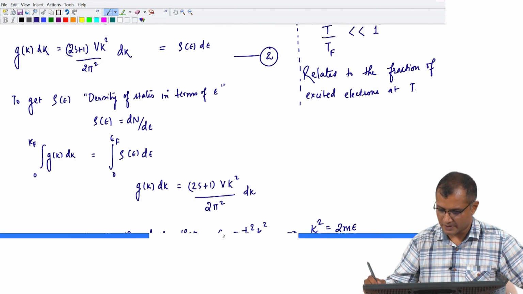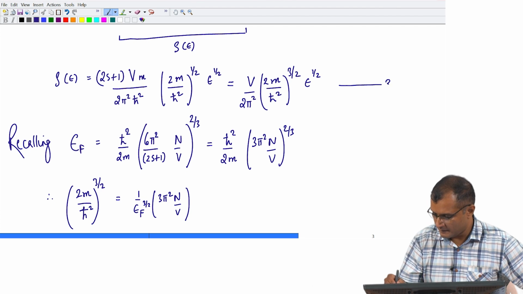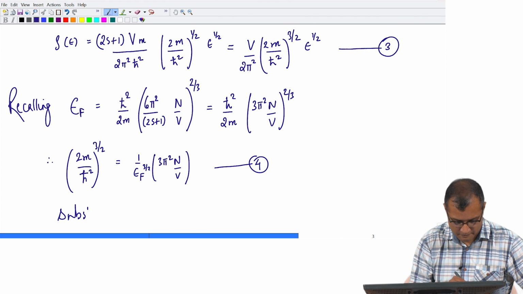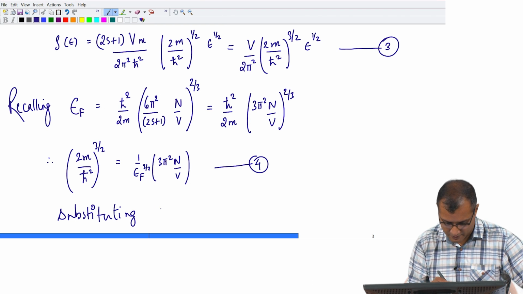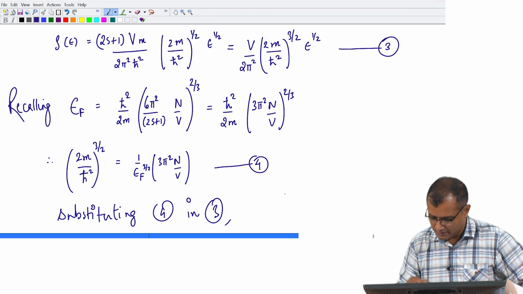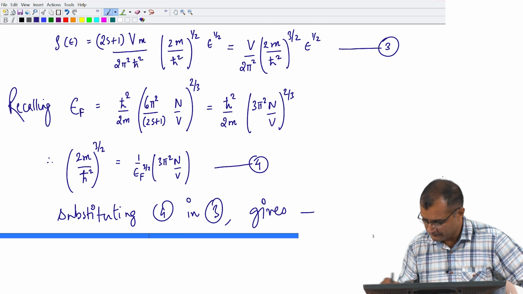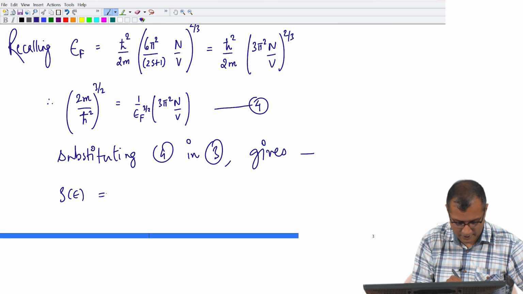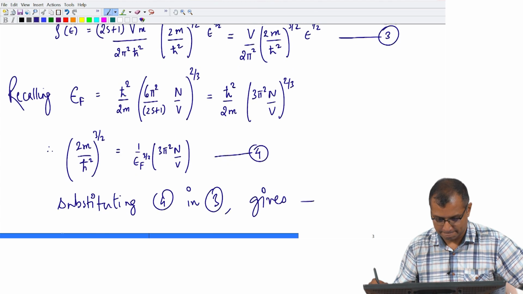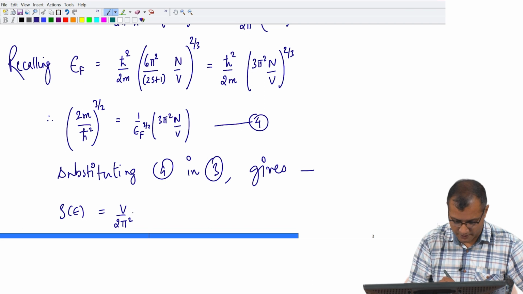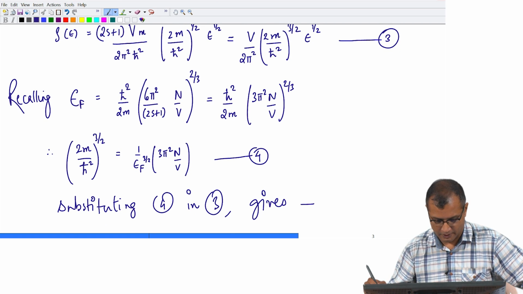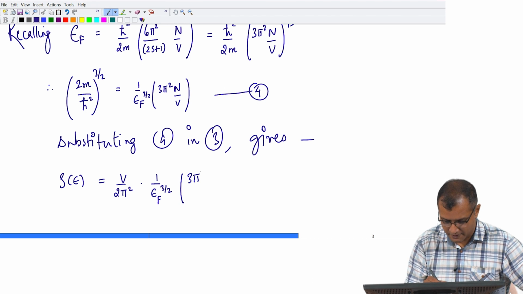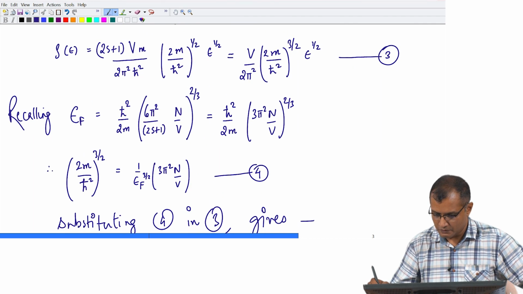So, let us call the density of states expression as equation 3, and let us call this as equation 4, and substituting 4 in 3 gives us, I can write down my density of states as V upon 2 pi square into 1 upon EF to the power 3 half into 3 pi square n by V into E raised to half.